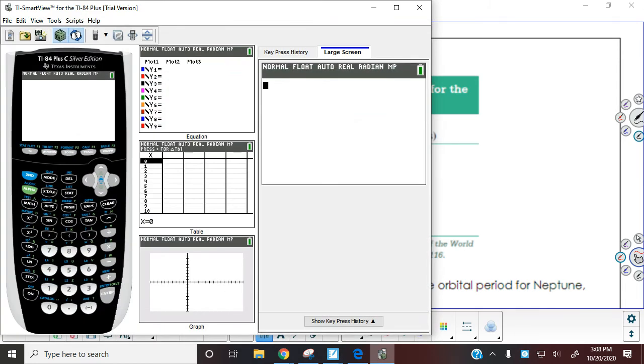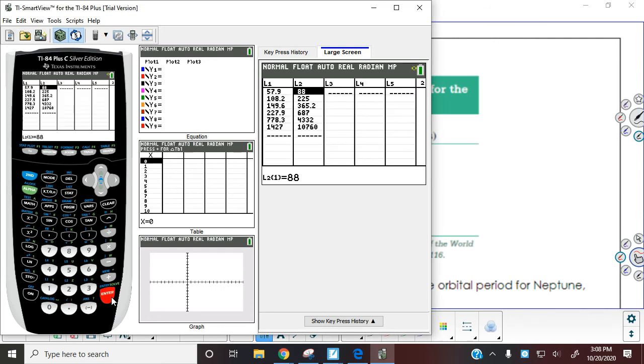But those of you with the 84, what you're going to do is go to Stat. You're going to go to Stat, and then you're going to go to Edit, and you're going to enter your information in those 2 lists.